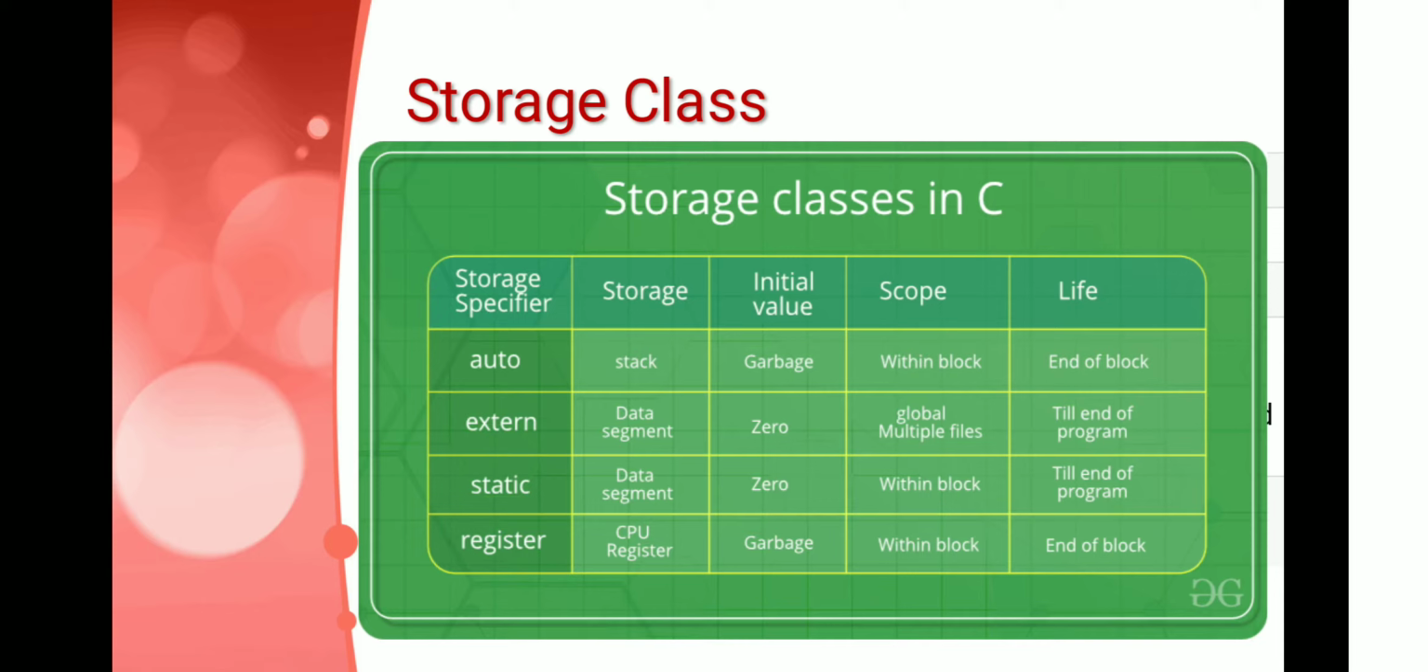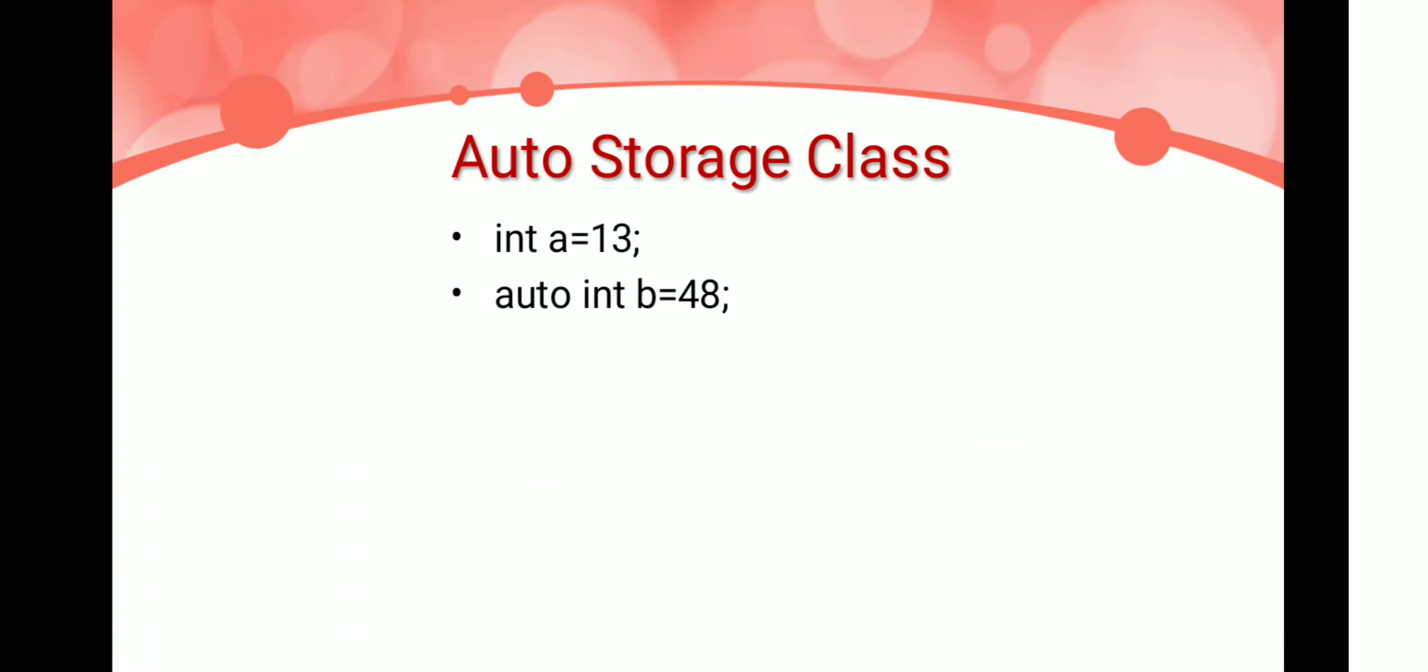If we take the next one, static is also in the data segment, the value initialized is going to be 0, the scope is within the block, and the life is going to be the end of the program. And if we take the final one, register is going to use CPU register memory, the value is going to be a garbage value, the scope is within the block, and the life is going to be inside a block. So based on this, the various storage classes are going to be defined.